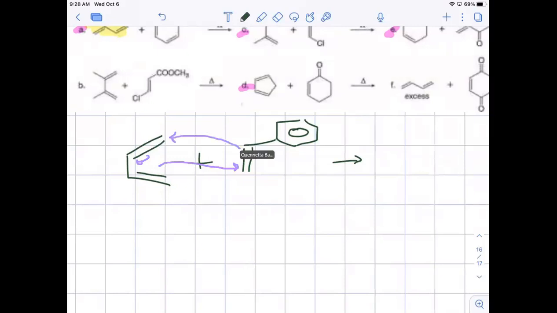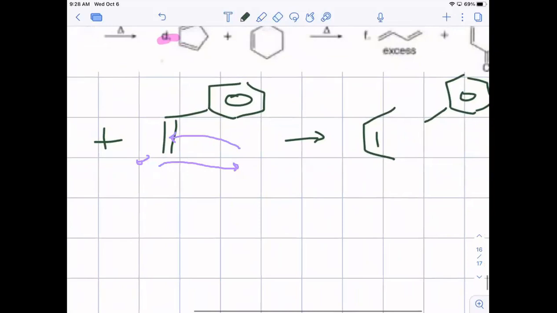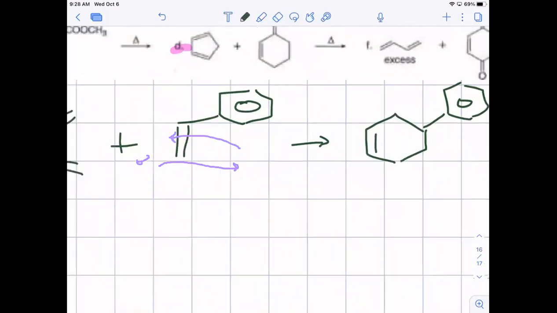Great. So that product is going to look like this, and it's going to have the aromatic ring substituted on the ring. Excellent. It would be better if I could get my handwriting together on a Wednesday. All right.